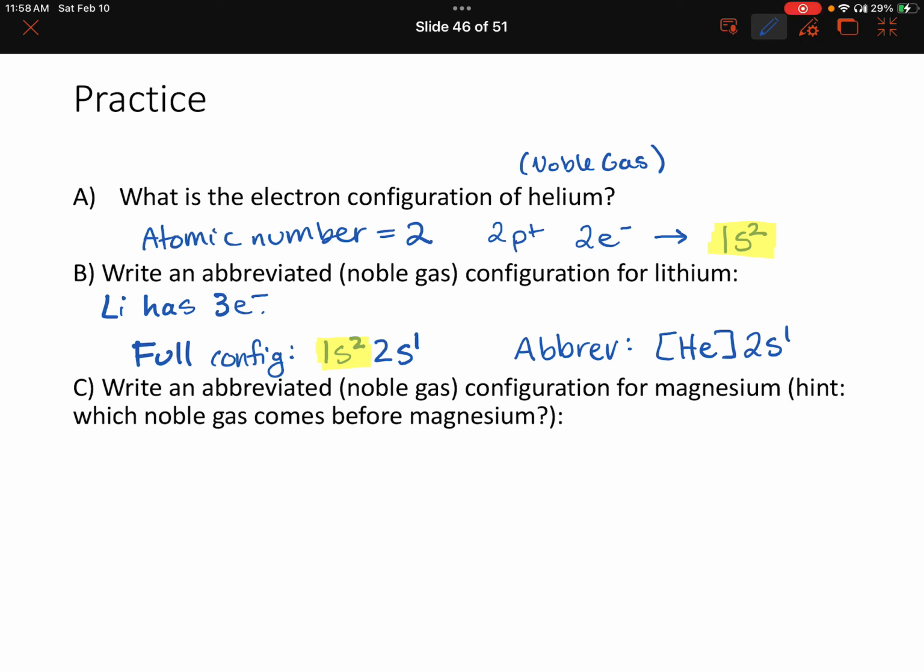All right, so now let's do the same thing for magnesium. Let's write an abbreviated configuration for magnesium. Now, what noble gas comes before magnesium? Because that's the noble gas we're going to use to abbreviate the electron configuration. So I'll give you a second to figure that out. So feel free to pause the video and then we'll go over it together.